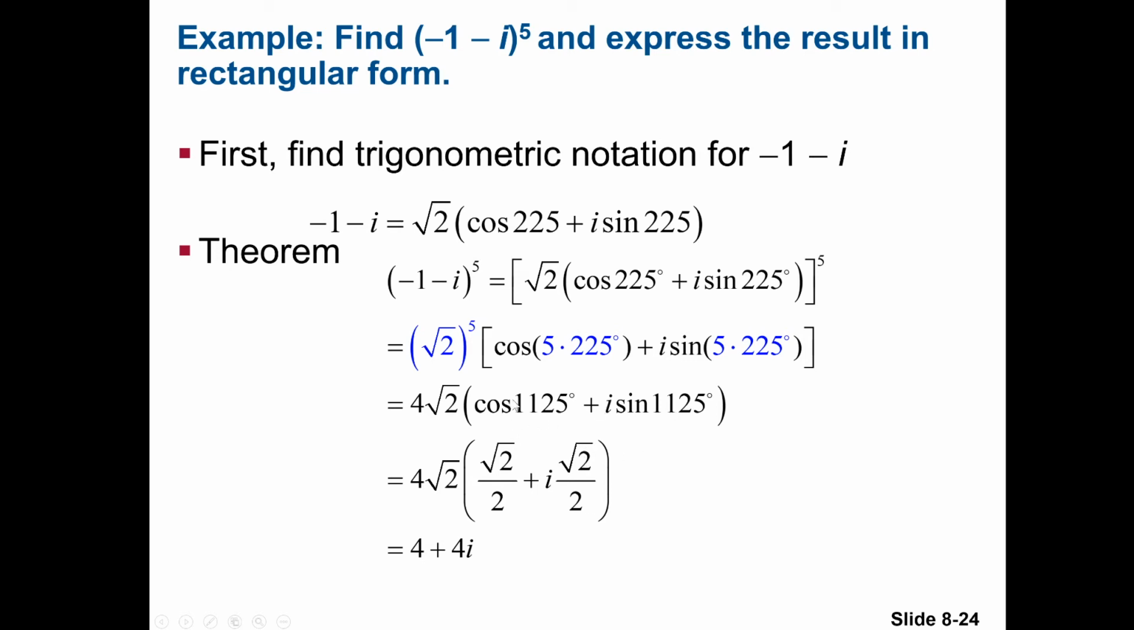And for those of you who might be wondering, why is it positive, positive? Once you find the coterminal angle, that means the angle is getting back to quadrant 1, the first quadrant. So distributing, eventually we have 4 root 2 times the quantity of root 2 over 2 plus I root 2 over 2. So we have 4 plus 4i.